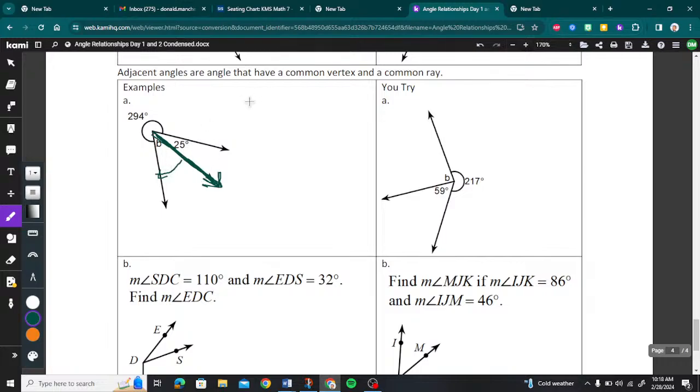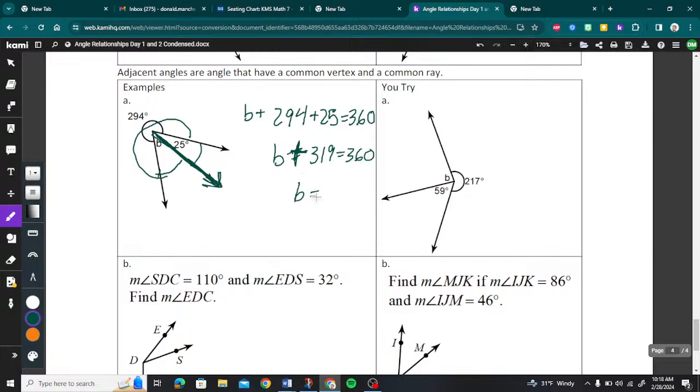We add B plus 294 plus 25 more. And if you go around in a circle, that's 360 degrees. So we add 294. Whoops, there should be a plus sign right there. You add 294 plus 25. That gives you 319 equals 360. To undo addition, we subtract, so 360 minus 319 gives us 41. So B is 41 degrees.